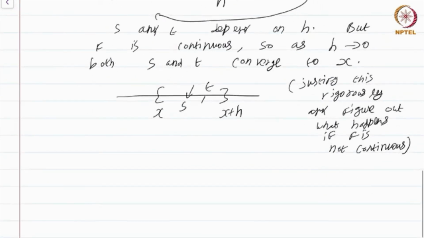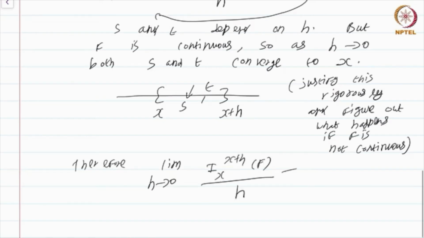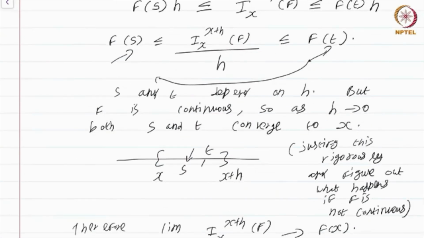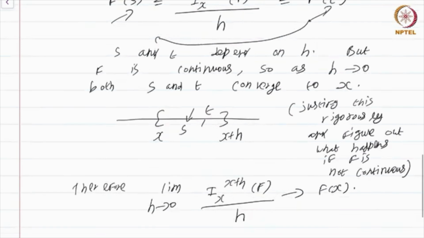Okay. Therefore, limit h going to 0, I of x plus h of f by h converges to f of x, because it is sort of squeezed between f of s and f of t, and both f of s and f of t sort of approach x. Oh wait a second, I might have misled you a bit. Both s and t converge to x. That's not dependent on continuity. That just follows because s and t are squeezed between x and x plus h.